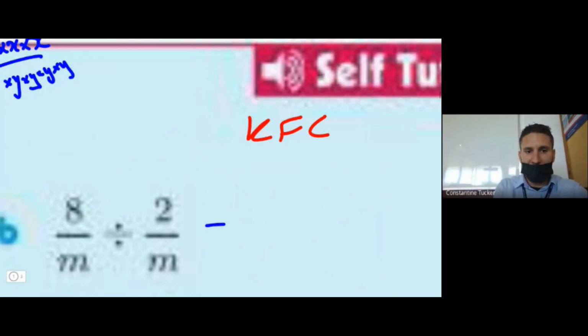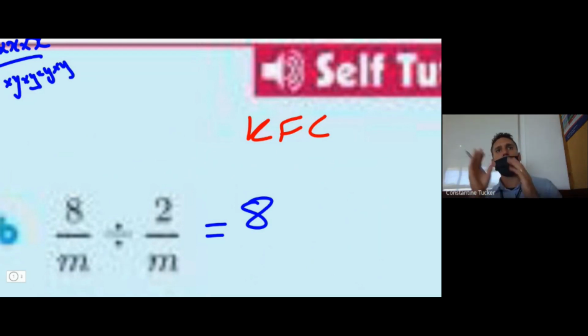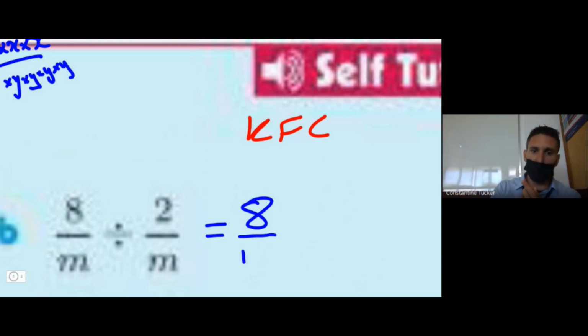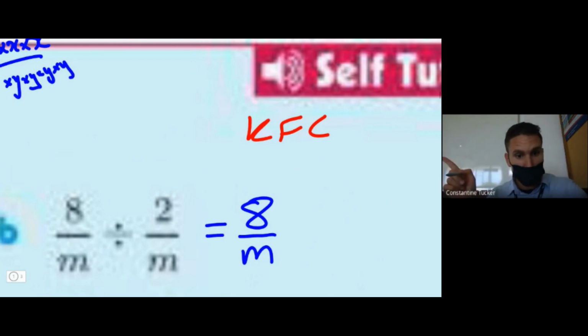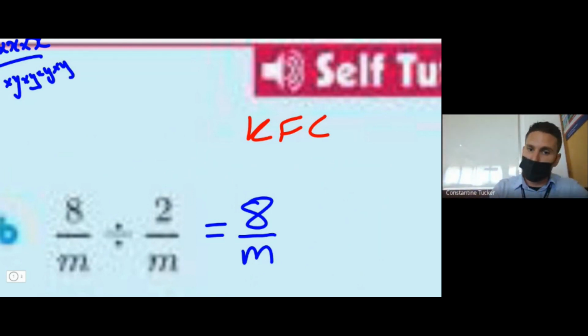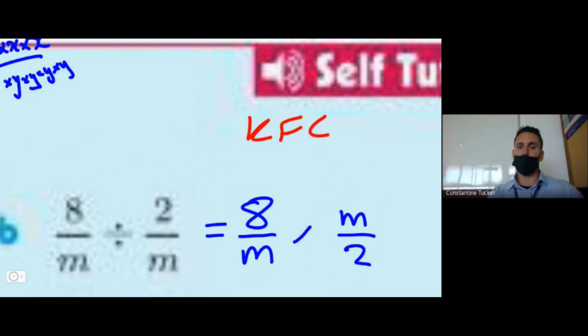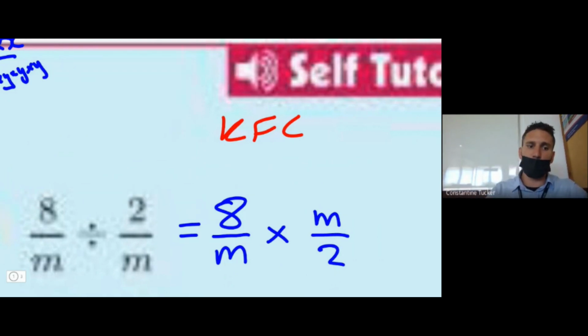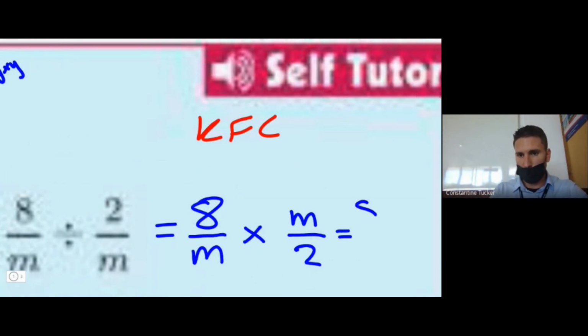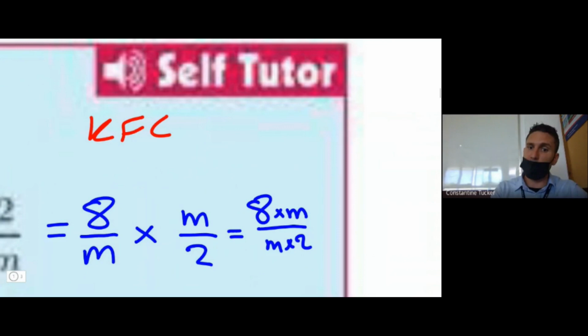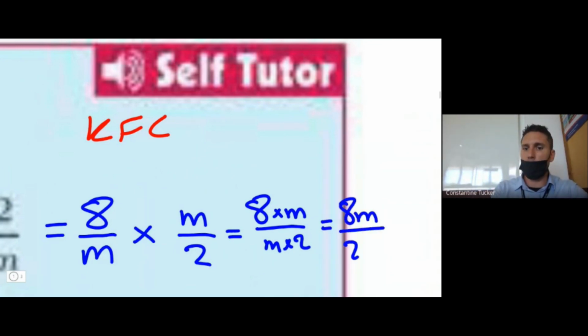All right, and moving on to this one, let's see how we can apply our KFC in this case. So what do we do here? Okay, I think that's correct, but let's do it step by step, shall we? So what do we keep the same? 8 over m. And then we do what? We flip the second one, so that becomes m over 2, and we multiply. Okie dokie, excellent. Now let's see, what does that give us? Exactly, 8 times m and m times 2, which will simplify to 8m over 2m.